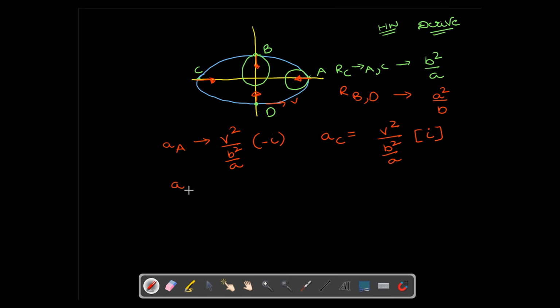Now acceleration at point B becomes, again, what is that? V square by A square by B, that is positive j cap. And acceleration at point D again becomes V square by A square by B. This is minus j cap. I hope you got it right.